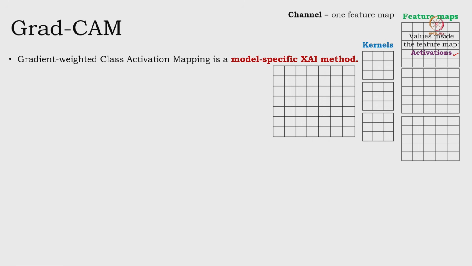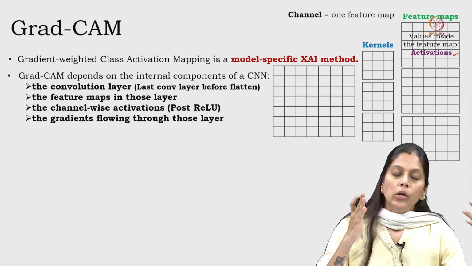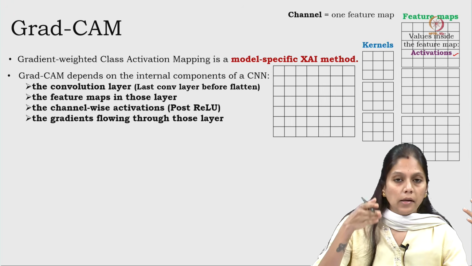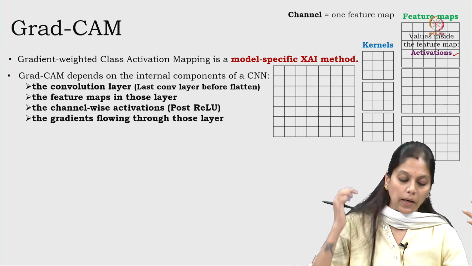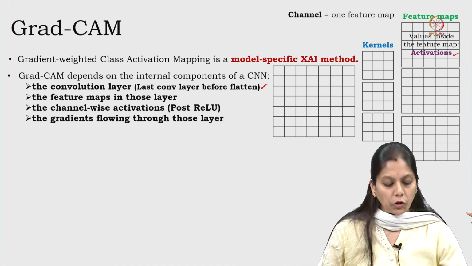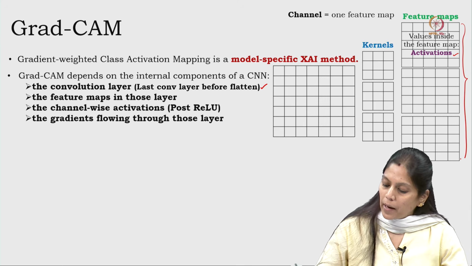Now, our point of discussion is Grad-CAM. What exactly does Grad-CAM do? Grad-CAM depends on the internal components of a CNN. What are these internal components? Grad-CAM requires the last convolution layer. In a CNN, after the convolution layers we have the flattened layer. Just before the flattened layer is the last convolution layer, and Grad-CAM uses that layer. In that convolution layer, Grad-CAM also uses the feature maps.